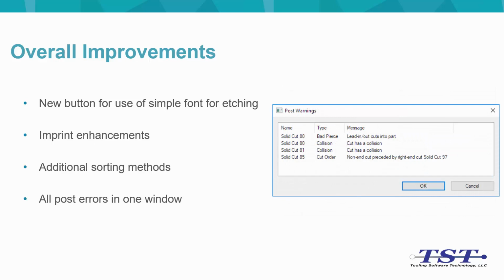All post errors are now grouped together within one window. So if you have any errors that pop up showing that there's a bad pierce, where you're not piercing into the actual piece of the cut and you're actually piercing on the part, if you have any collisions, or even looking at cut order as well, this will all be produced in one window at the time of post-processing.